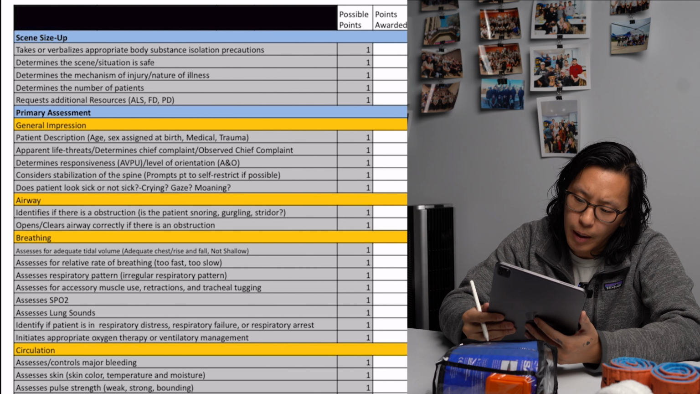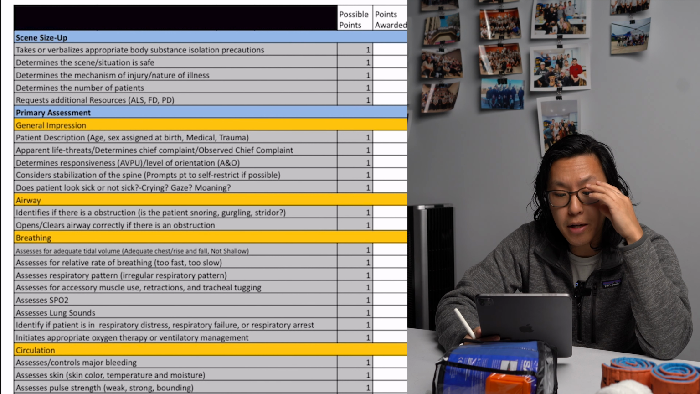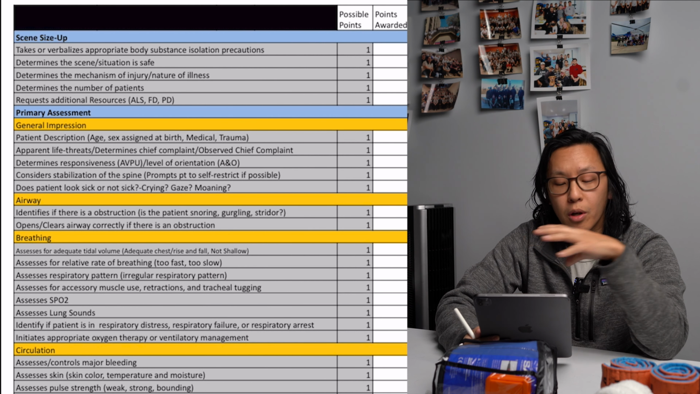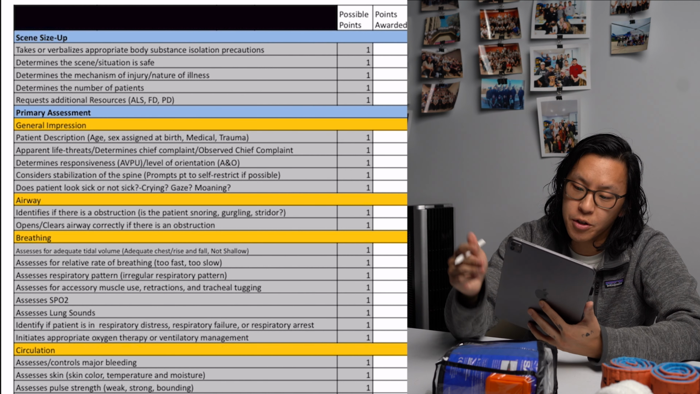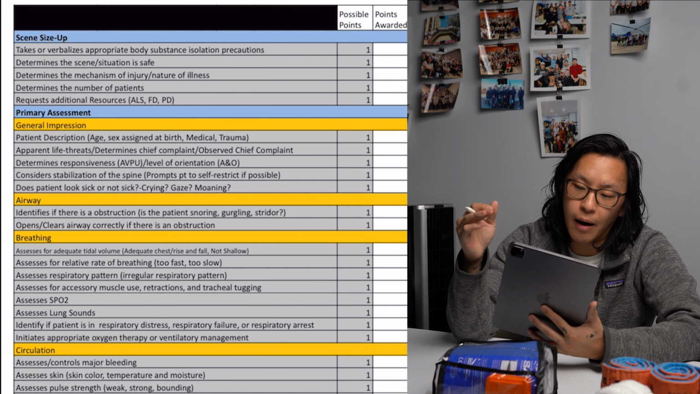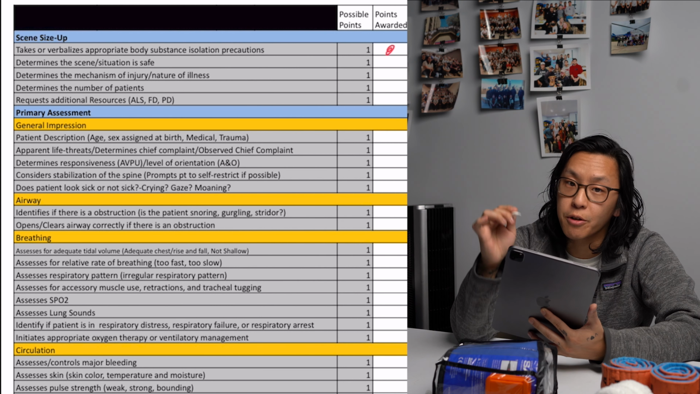Here we go. So the first thing you want to do after you've been dispatched to a scene is to size it up. That's what we call the scene size up, all right? So let's go down each one and just check off the boxes. You want to ensure that you have your body substance isolation. Make sure that your scene is safe.